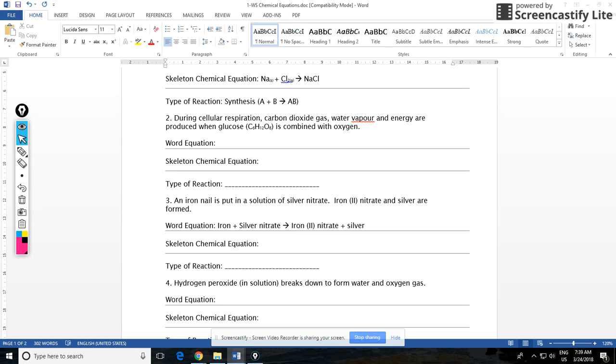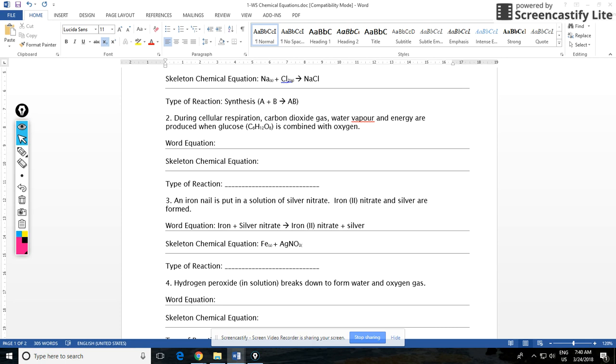So now we're going to convert that into a skeleton chemical equation. We're going to represent the reactants and products using their symbols. So we have an iron nail, and an iron nail is most likely solid, so I write that s there as a subscript. It's reacting with a solution of silver nitrate, so AgNO3, and I figured that out using my crisscross method.